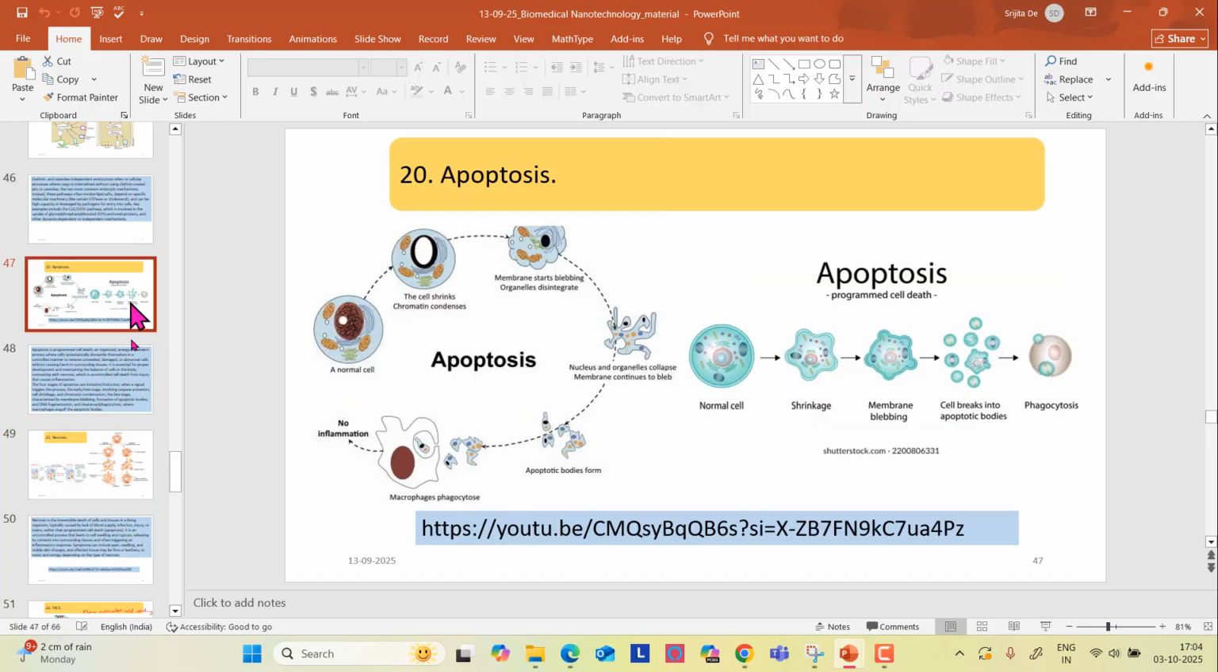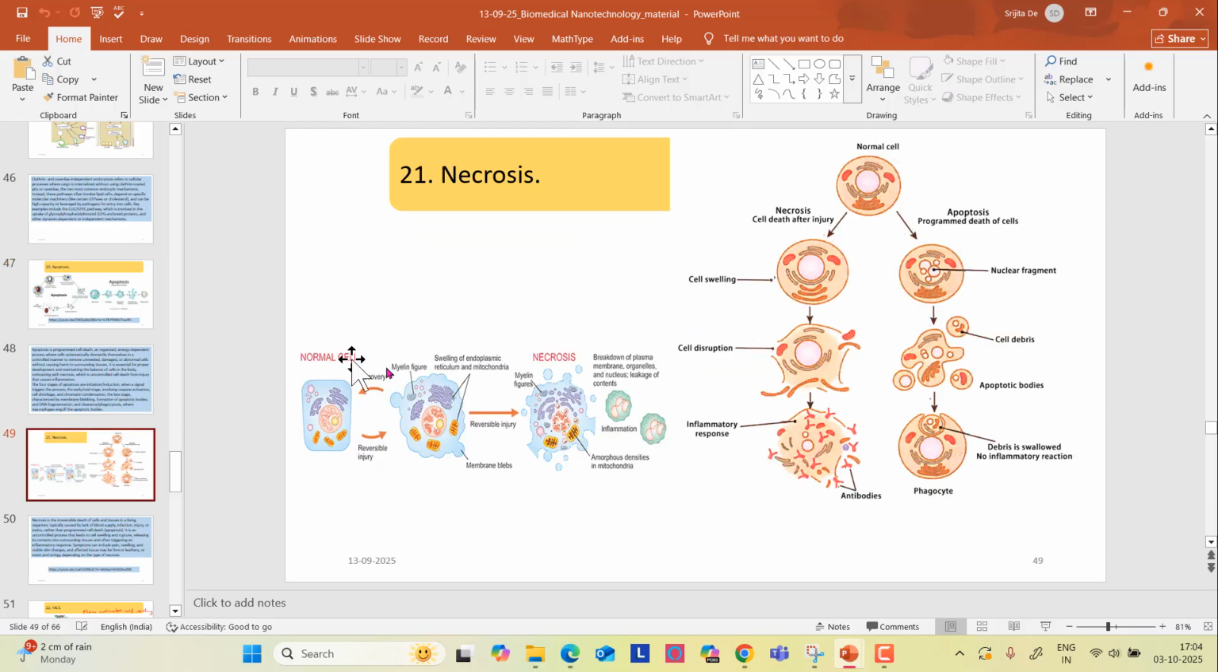Next comes the apoptosis and necrosis. So apoptosis is the programmed cell death and necrosis is the cell death after injury. So here you can see a normal cell goes for necrosis. Here cell swelling happens, but in case of apoptosis, no cell swelling is there. What happens is the cell is fractured and forms cell debris. But in case of necrosis, the cell swells and all the extracellular matrix comes out of the cell, and it leads to cell disruption.